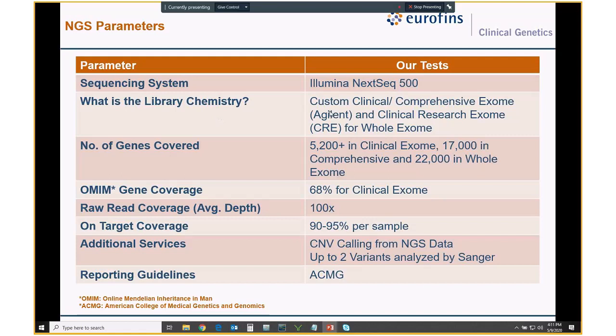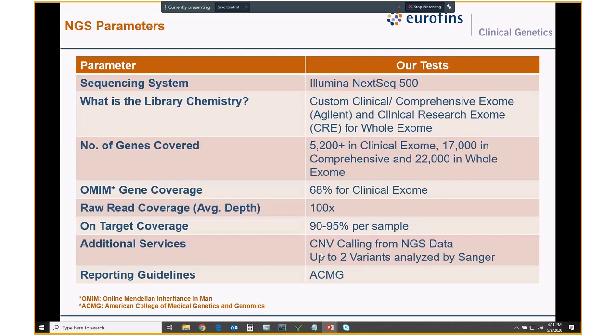What is the chemistry? Whether it's a custom one, whether it's a ready-made one, what is the number of genes being covered? What is the OMIM coverage in that particular chemistry? What is the average depth? That means how many times one particular fragment is going to be sequenced. What is the on-target coverage? Because all of these are what we call capture chemistry, so that they focus on particular regions.